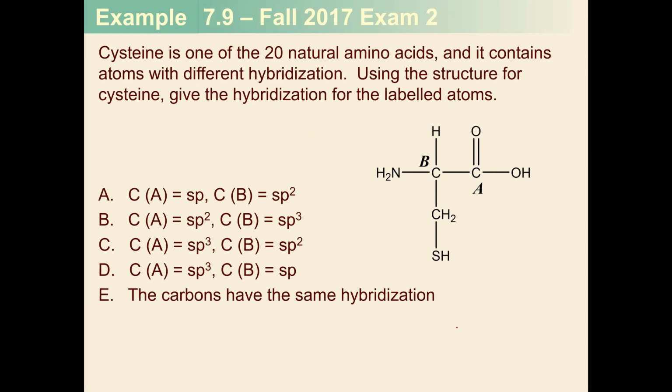So now let's go ahead and look at this example. Cysteine is one of 20 natural amino acids, and it contains atoms with different hybridization. Using the structure for cysteine, give the hybridization for all labeled atoms.